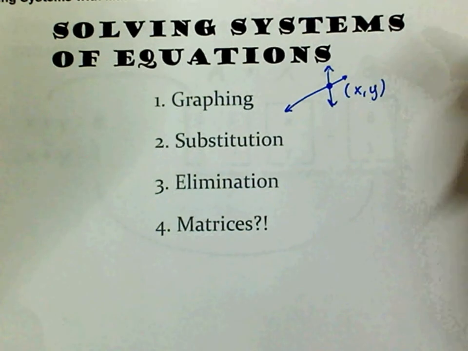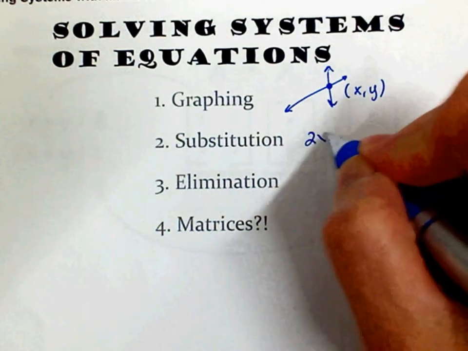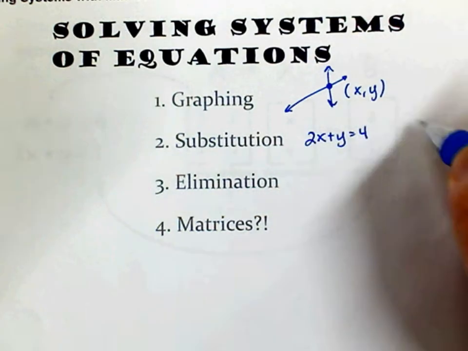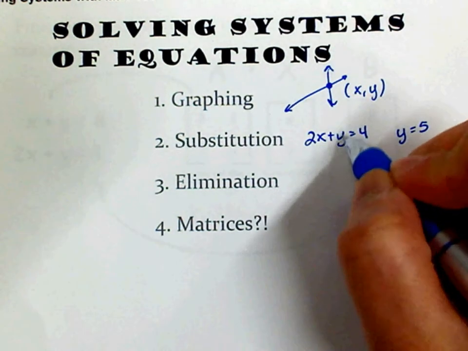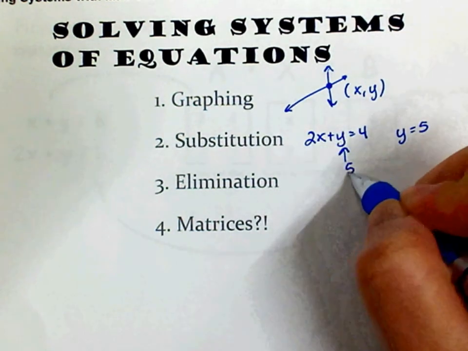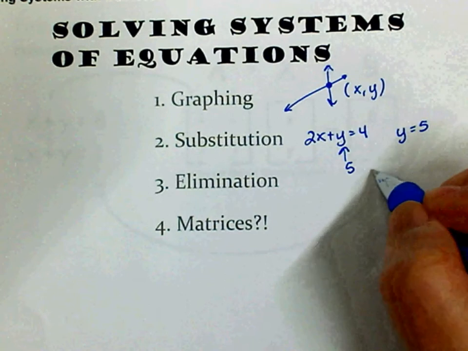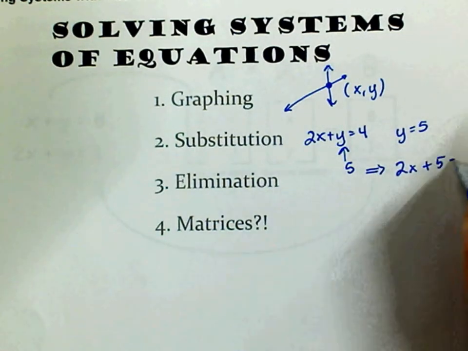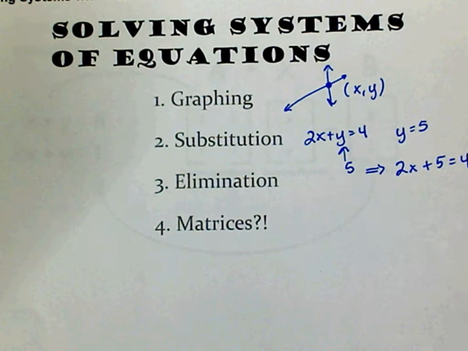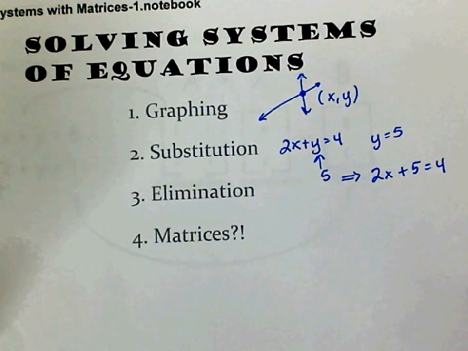You have also done it by substitution. For example, say you have 2x plus y equals 4, and then you have y equals 5, and wherever y is, you would substitute that with 5. So here you would have 2x plus 5 equals 4, and that's how you solve for x. And that's how you get your solution for x and y, okay?